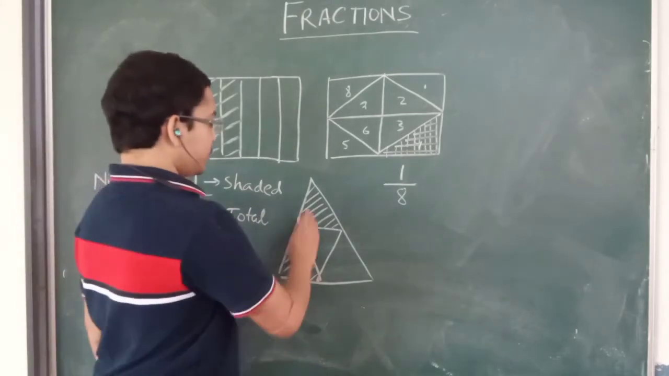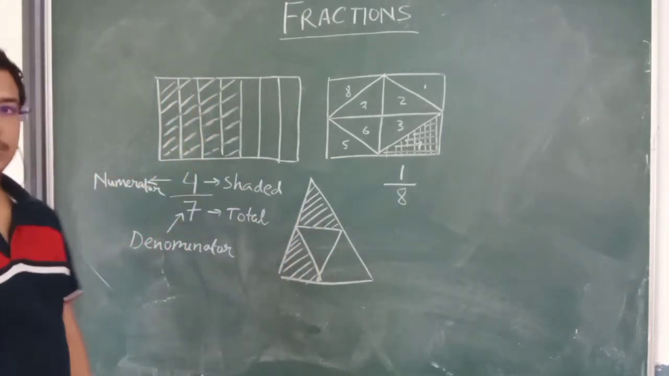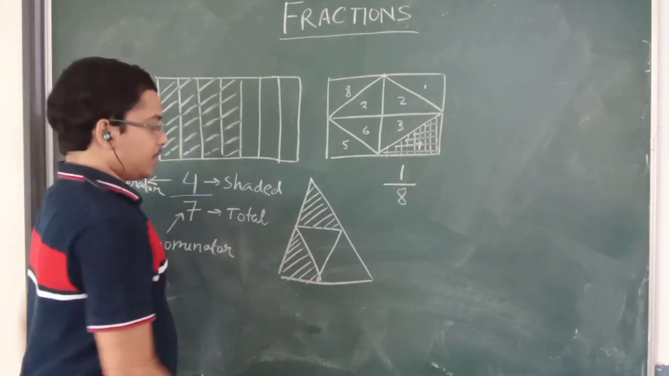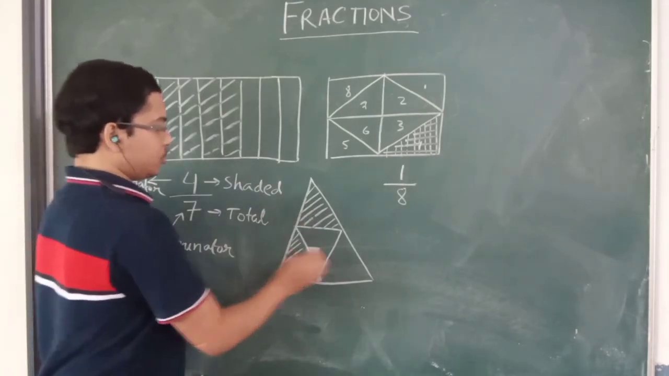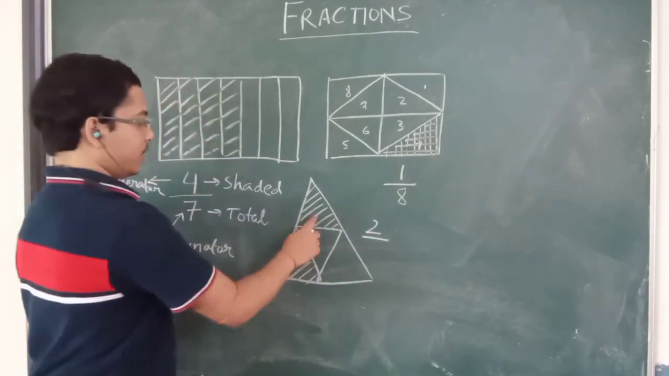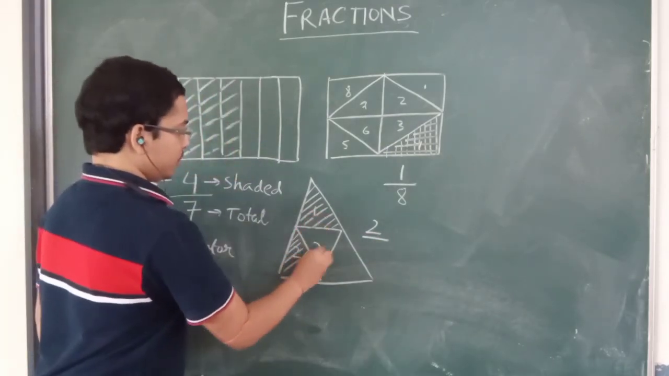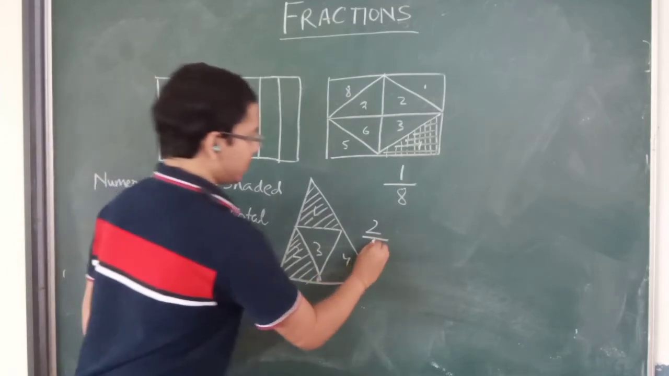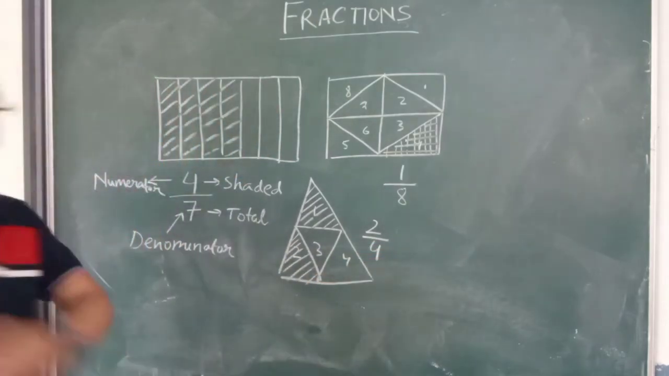Let us write. So this is a regular figure. Every part is equal, so you can easily write the shaded portion. So the shaded portion is 2 divided by how many total portions are there? 1, 2, 3, 4. So 4 portions are there. So 2 by 4.